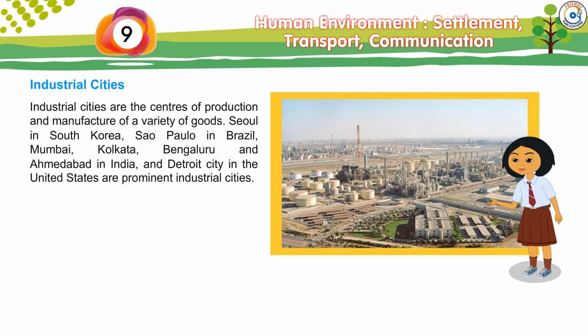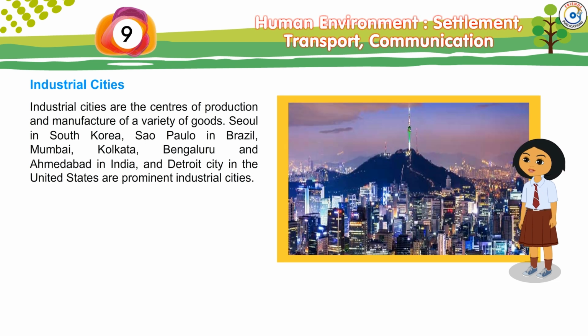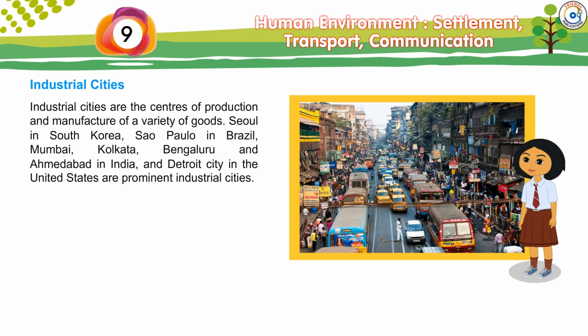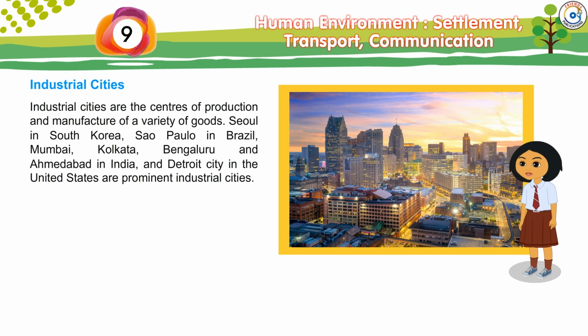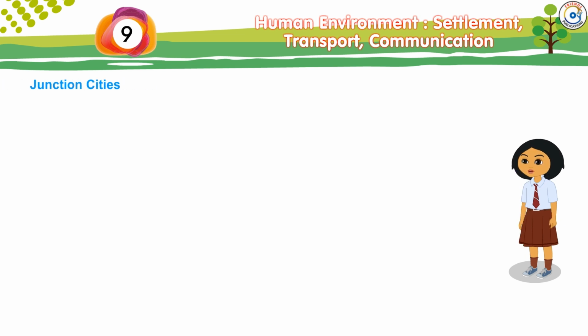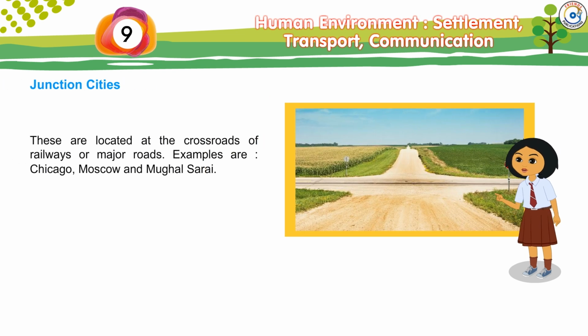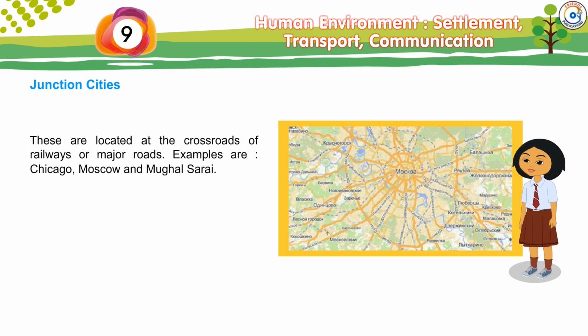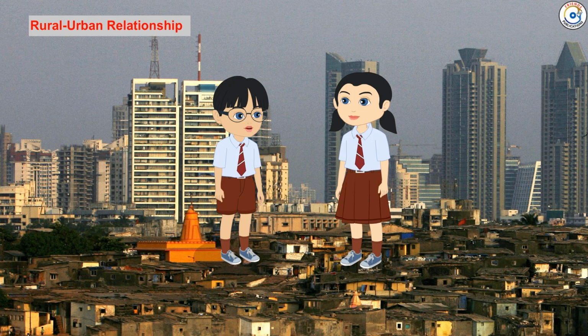Industrial cities. Industrial cities are centers of production and manufacture of a variety of goods. Seoul in South Korea, Sao Paulo in Brazil, Mumbai, Kolkata, Bangalore, and Ahmedabad in India, and Detroit City in United States are prominent industrial cities. Junction cities. These are located at the crossroads of railways or major roads. Examples are Chicago, Moscow, and Mughal Sarai.